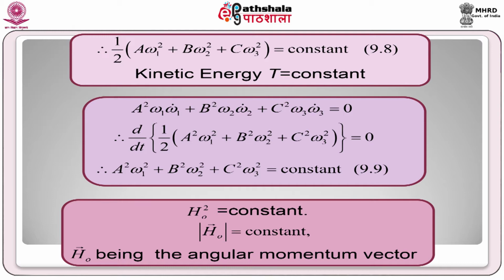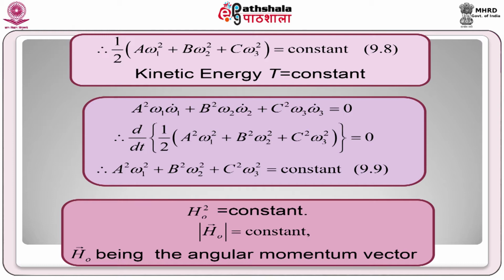Here H0 vector is the angular momentum vector. We have denoted the angular momentum vector as L0 vector. Here we just used capital H0 vector to denote the same quantity, that is the angular momentum vector about the point O. Capital A omega 1 is the component of the angular momentum vector about the x axis. Capital B omega 2 is the component of the angular momentum vector H0 about the y axis, whereas capital C into omega 3 is the component of the angular momentum vector about the z axis.